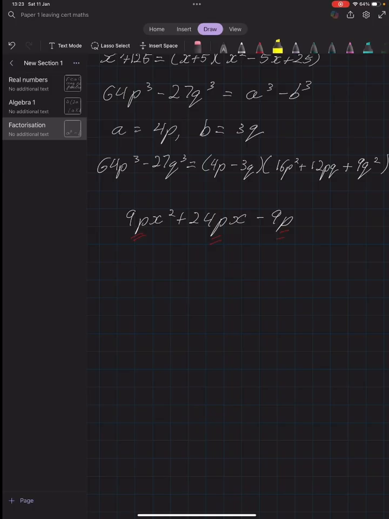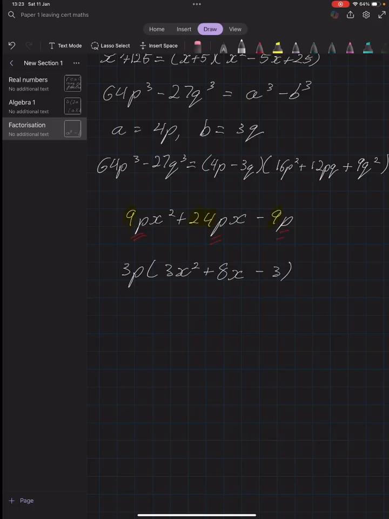Also, 3 goes into 9, 3 goes into 24, and 3 goes into 9. So you can say that 3p is common, and therefore I can take it out. So if I take it out, 9p divided by 3p is 3, so I just get 3x squared. 24 divided by 3 is 8. px divided by p is just x. And minus 9p divided by 3p is just minus 3.